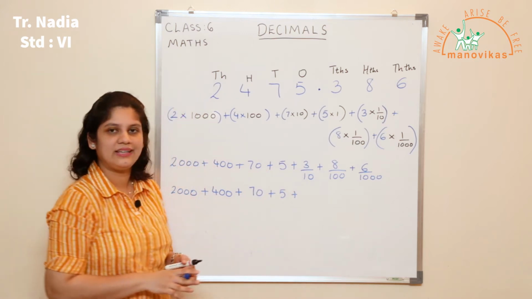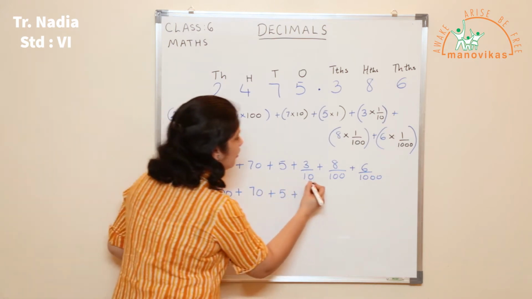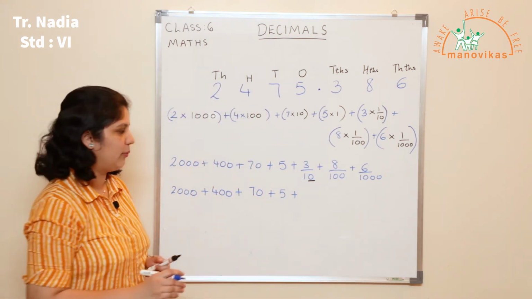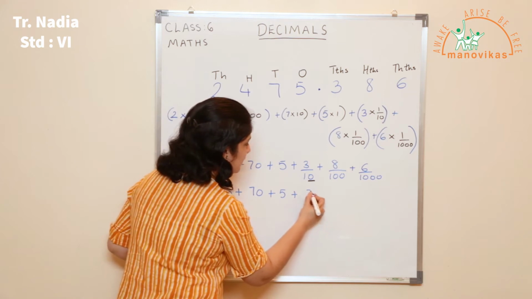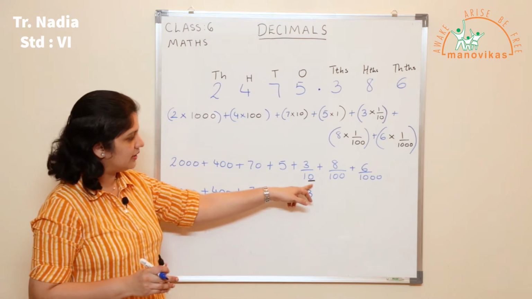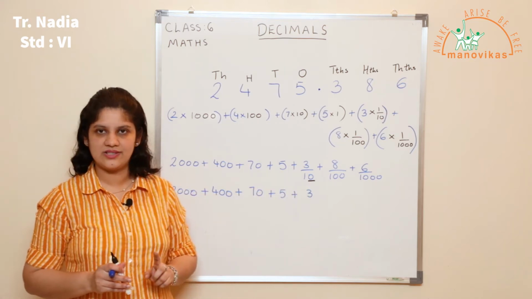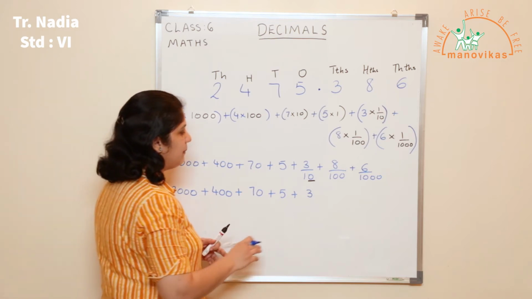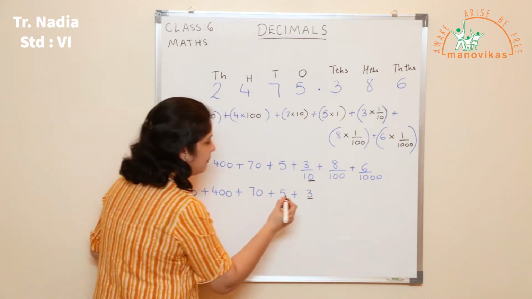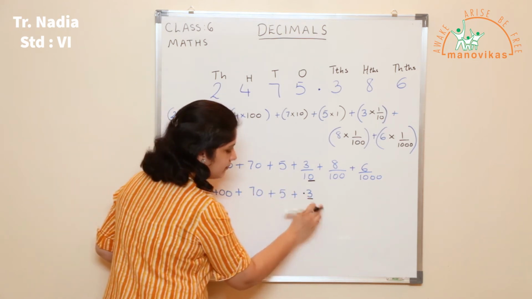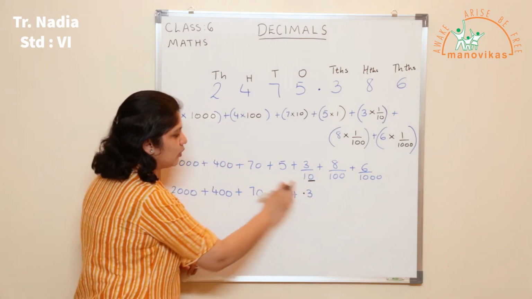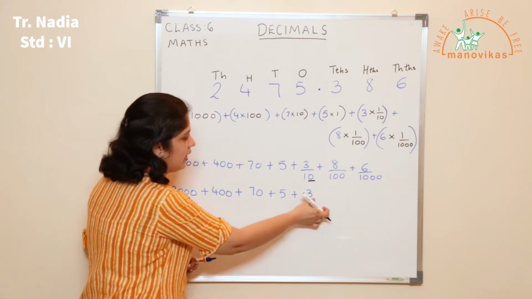Now 3 upon 10. Now 10 has got 1 zero in the denominator. Now when there is 1 zero in the denominator, how do you write the numerator in the decimal form? I will write the numerator back. The numerator is 3. The denominator is 10. 10 has 1 zero. So in the numerator, I will make 1 decimal place. Okay, this will be considered as 1 decimal place and I will put a point here. So since 3 was upon 10, now 3 is going to have 1 decimal place.